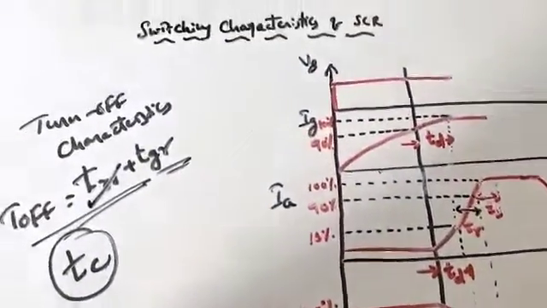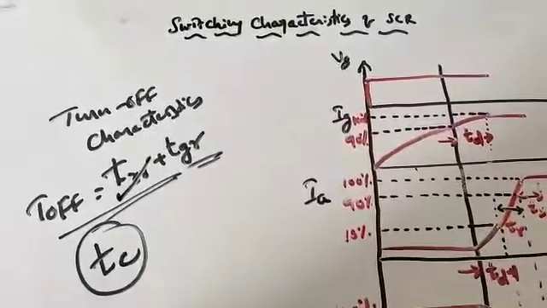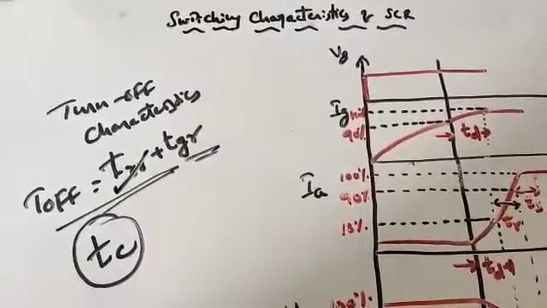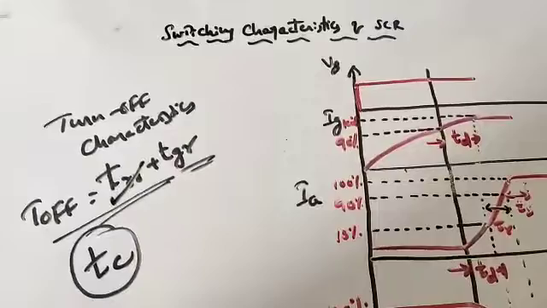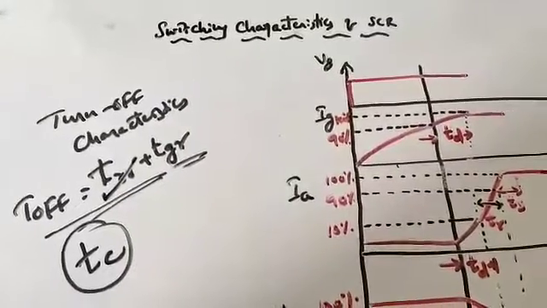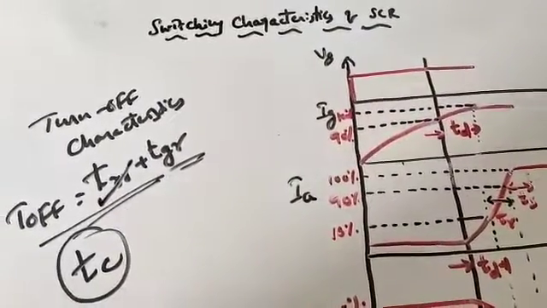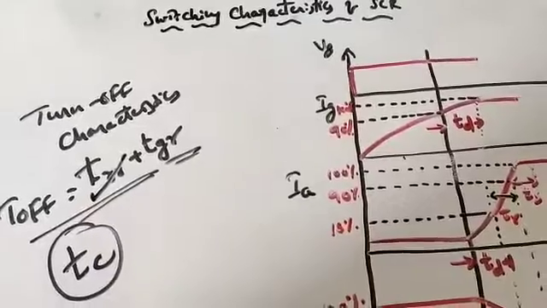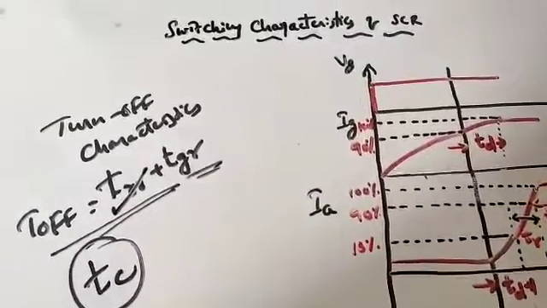So this is about the switching characteristics of SCR. We can say these switching characteristics are also called dynamic characteristics, and they always deal with turn on and turn off time periods.